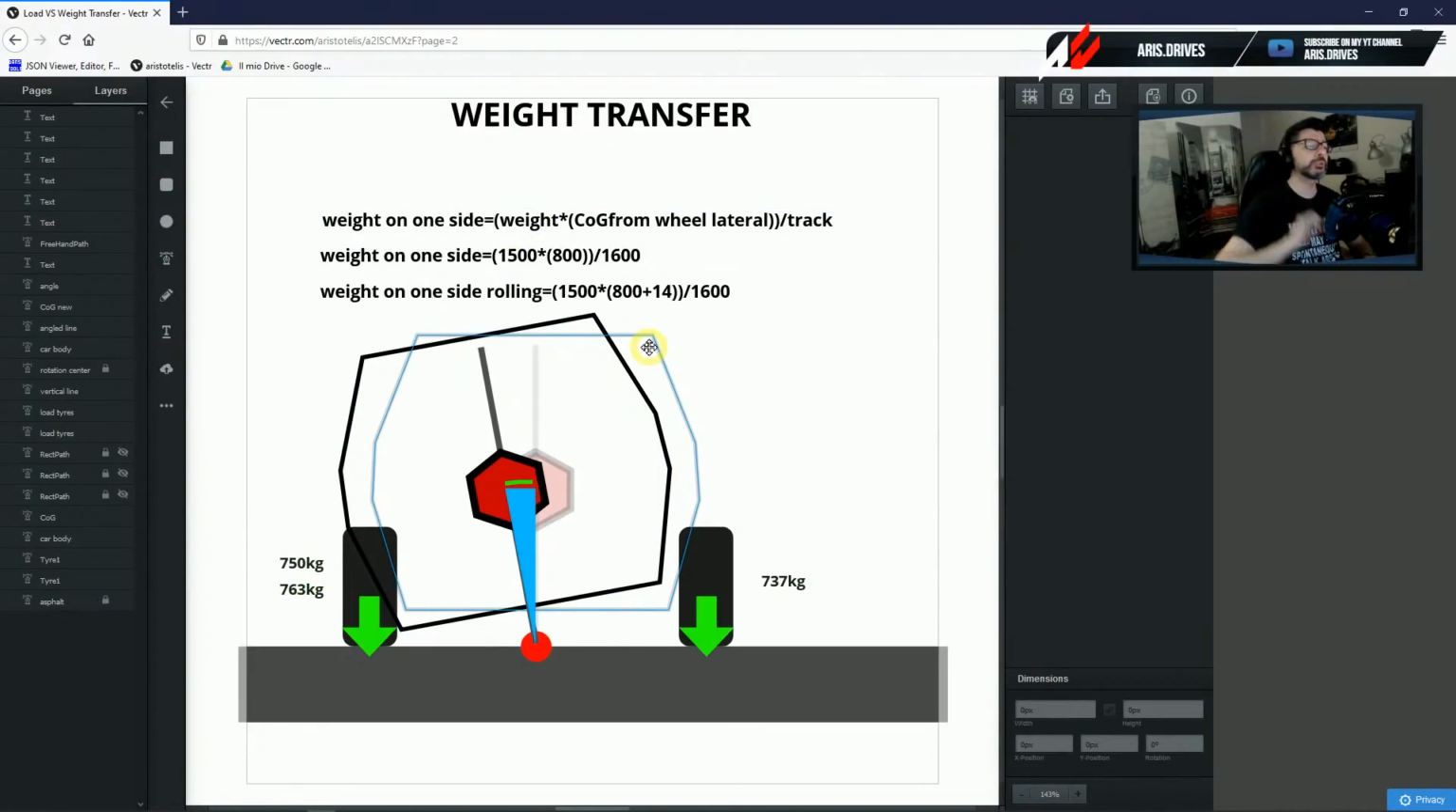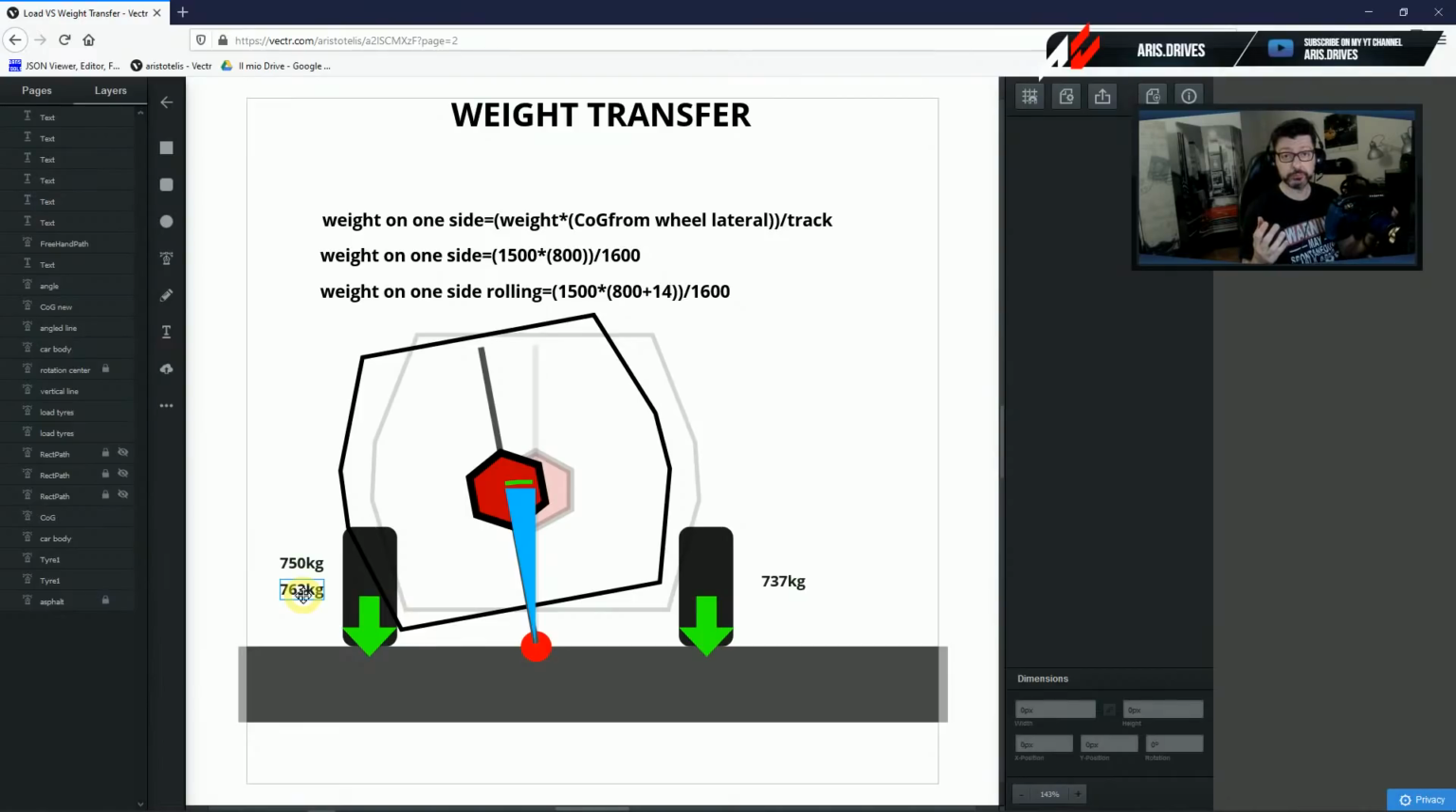Actually, it's even less because you know what? We did something we shouldn't have done. Now, here we said that the whole weight of the car is 1,500 kilos, but in reality, the center of gravity moves just for the body. The wheels, which are about 100 kilos all around, are not part of this body movement. So this should have been 1,400 kilos. So the end result would be even less than 13 kilos.